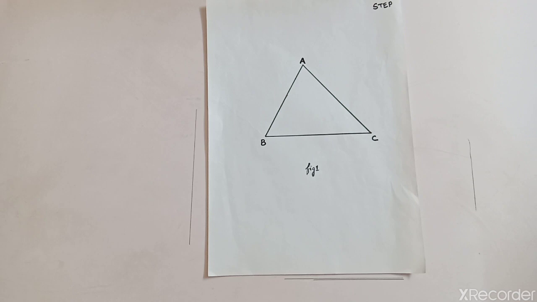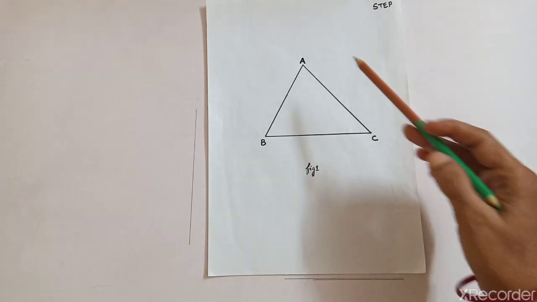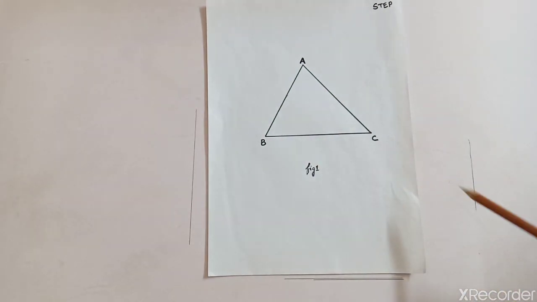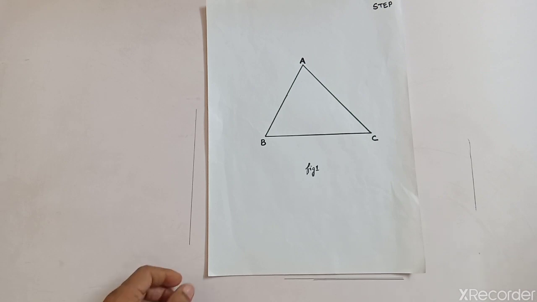So let us start. First you will have to draw a triangle of any dimension. You can draw a right angle triangle, an obtuse angle triangle, a scalene triangle, or an equilateral triangle. Here on this paper you can see I have drawn a scalene triangle ABC. And you know a scalene triangle has all the sides different and all the angles also different.